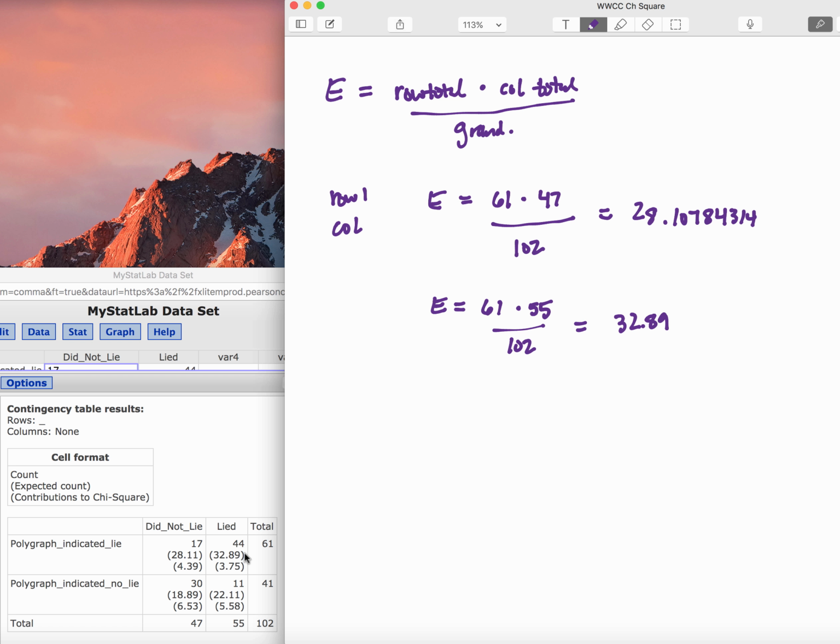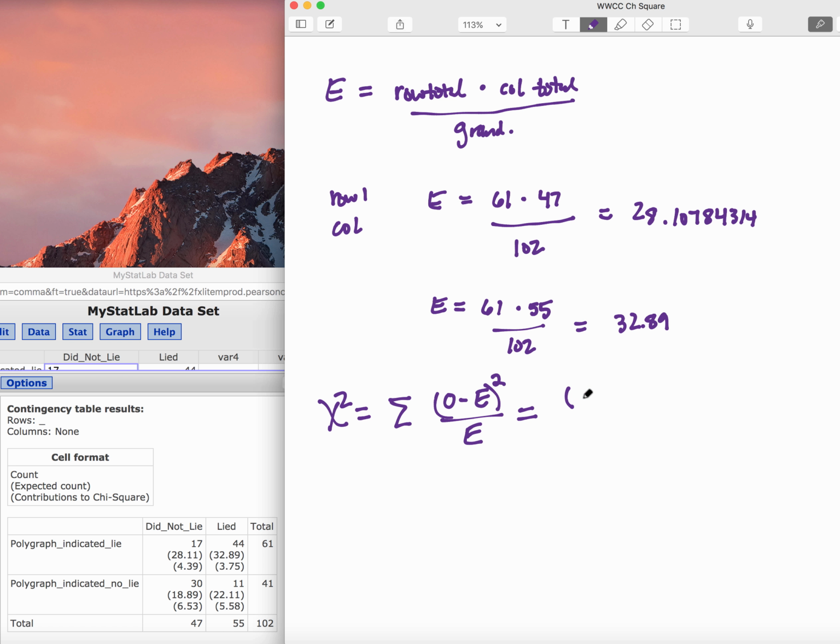So if I go over to the next row, the next column, I expected to see about 33 people falling into this space of the person actually lied, and the polygraph test said that they lied. Oh, that's a good thing. I expected to see 33 people, but actually there were 44 people there. So this comparison of how far off is done in a special way with the chi-square test statistic, where we add up observed minus expected, find the difference, square it, and then divide that by your expected count. So because I have 4 cells, I need to do this math 4 times. So I'm going to go through and write out each of the 4 cells math.